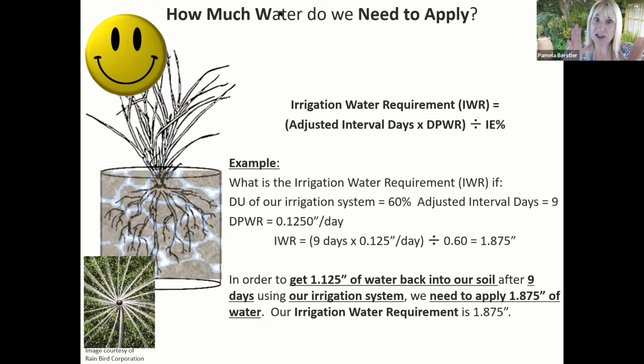So the first thing that you would do is figure out the actual water requirement. How much do these plants actually need? You take the interval days of 9 and multiply it by the daily plant water requirement. That's going to tell us the actual water that is required. And then we would divide that number, the actual water requirement, by 60% or 0.60 to find out that we would need some amount of water to be applied to the landscape. And in this case, it would be 1.875 inches of water.